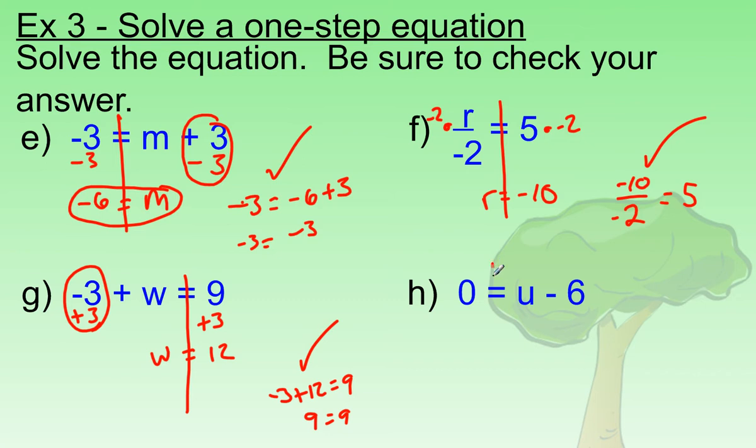Letter H. My variable is being subtracted by 6. So we add 6. The way I think about it, this 6 is negative. I use a positive. See? -6, +6. -3, +3. +3, -3. Here, we actually use the same sign because this is a division. With the division and the multiplication, you do want to use the same sign. These cancel. U equals 6.